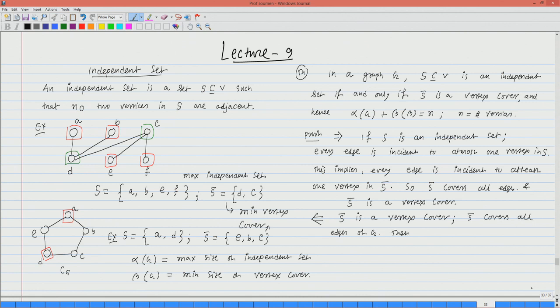Then there are no edges joining vertices of S, which is obvious. So, S is an independent set.